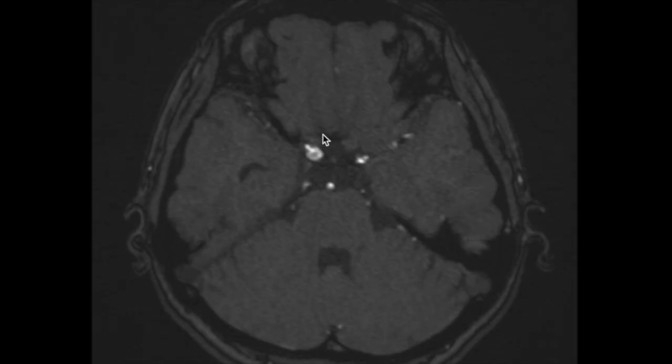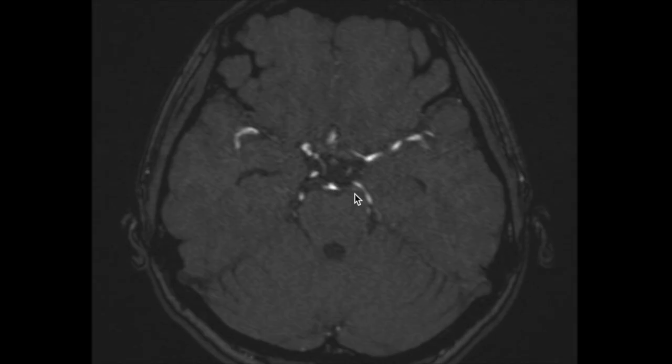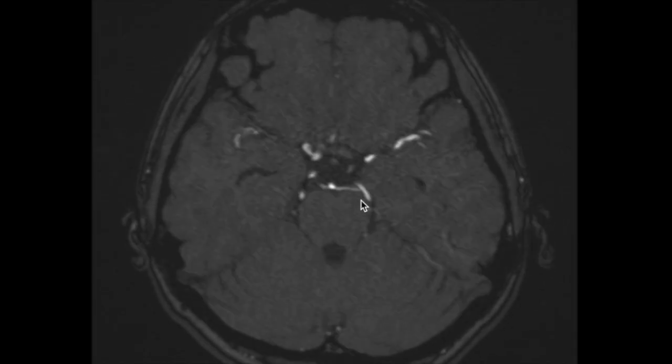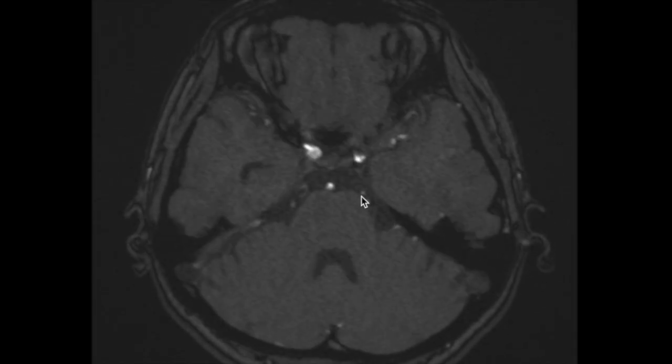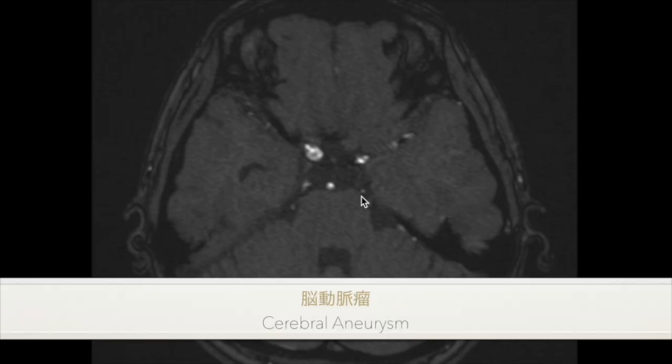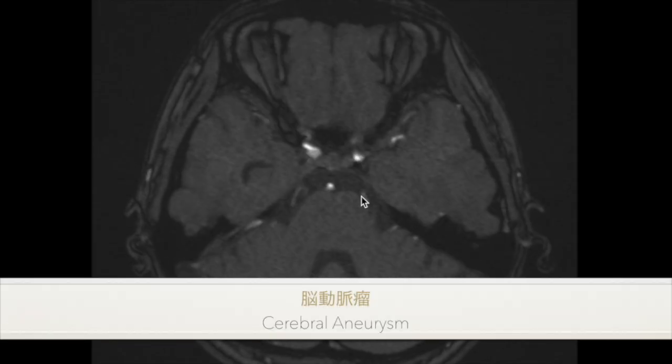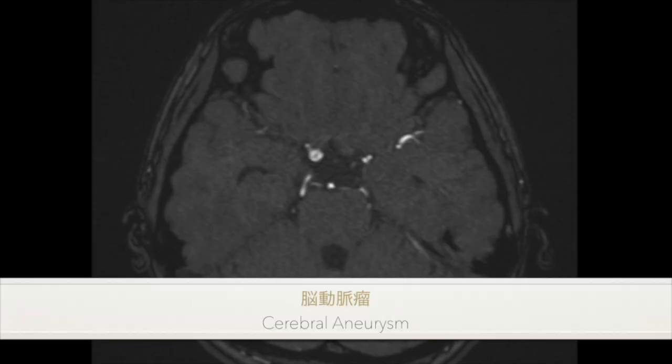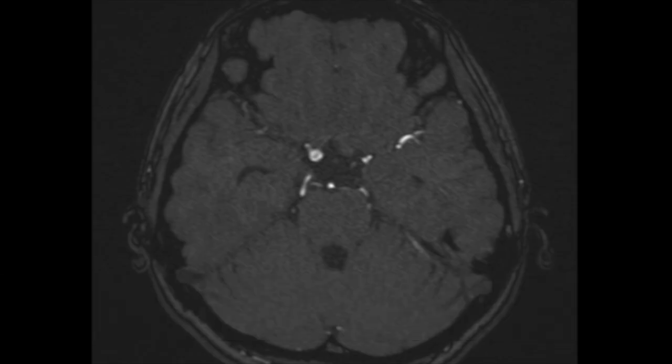Yes, right here. This portion shows a vessel abnormally dilated and unnaturally large. This is a cerebral aneurysm. So, what exactly is a cerebral aneurysm? Take a look at the illustration.